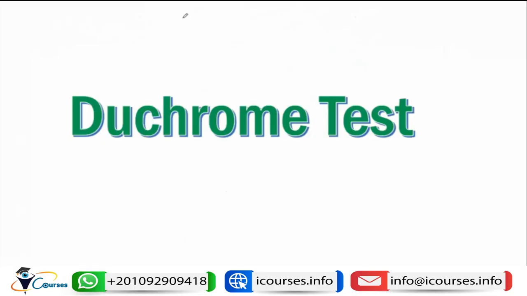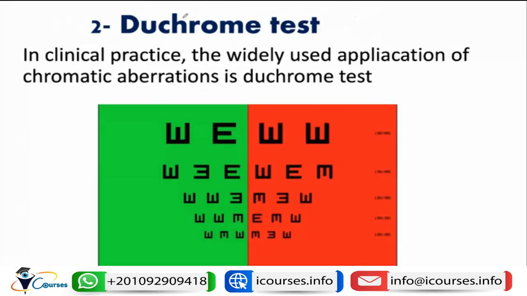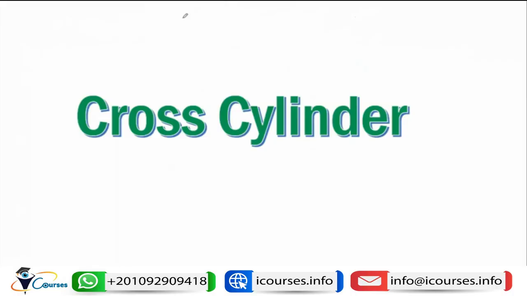The second test has already been discussed thoroughly, which is the duochrome test, so we will not go through it again. We will now move to the methods for correction of the cylinder, which will be the cross cylinder. So we'll start first with the cross cylinder, and this will be most of this lecture.